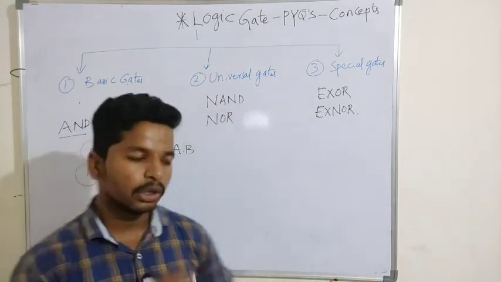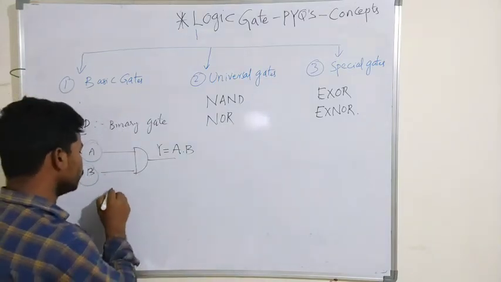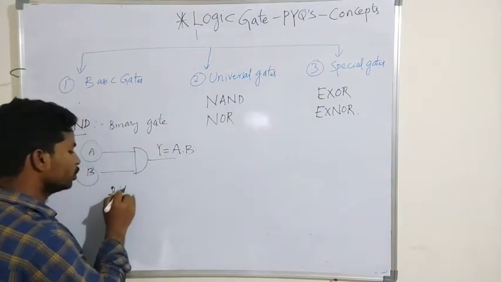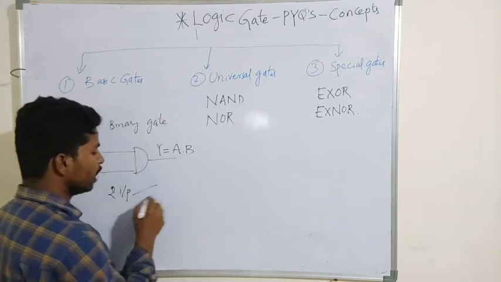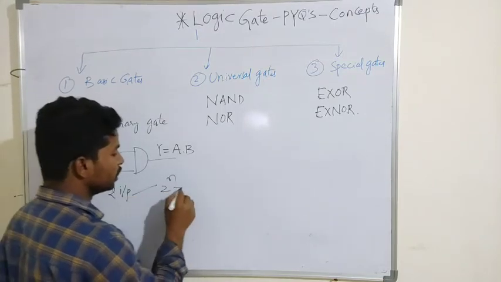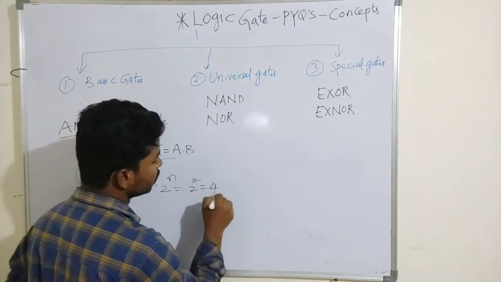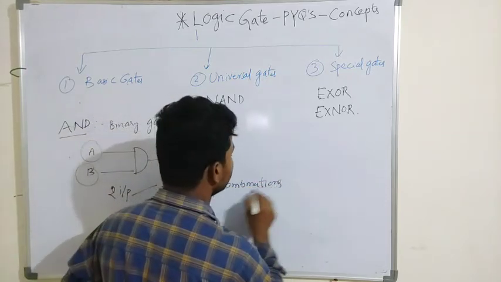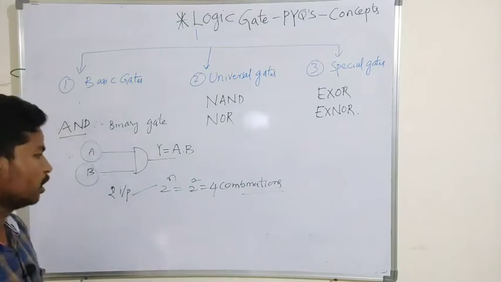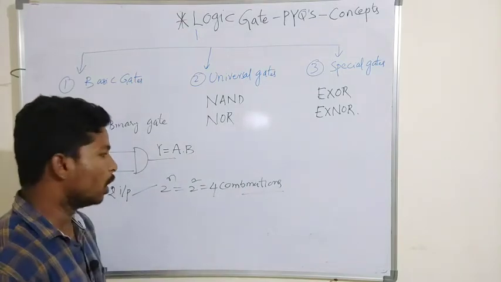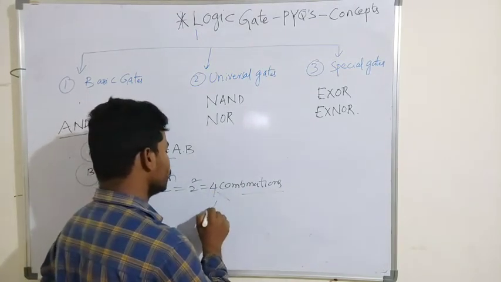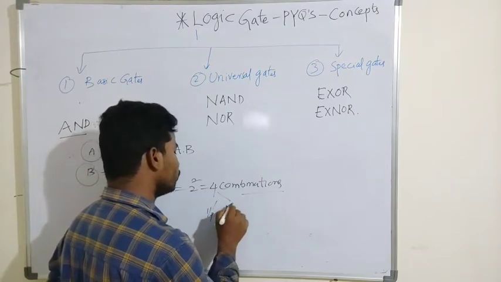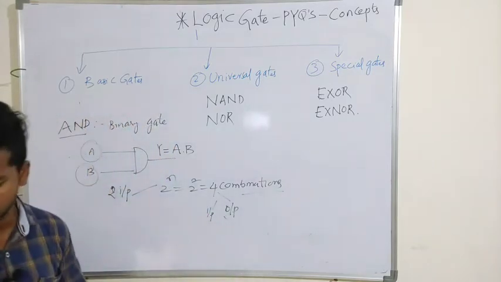Because we have two inputs, we will have 2 to the power of n combinations, that is 2 to the power of 2, which is 4 combinations of inputs possible. So 4 combinations of inputs and 4 combinations of outputs are possible.